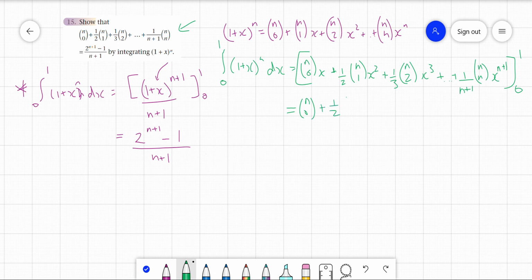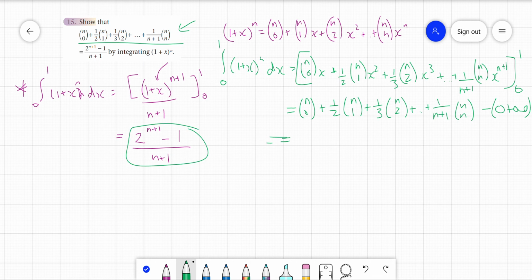Then we're going to get a half n choose 1 times 1 squared, a third n choose 2 times 1 cubed, etc., all the way up to 1 on n + 1, n choose n, and then 1 to the power of n + 1. And then we're going to go minus. Now when we sub 0 in, we're going to get all zeros, yes? So we're going to end up with just this nice left-hand side of what we're trying to prove. So then we can say, oh, have a look at that. So that equals that. Okay, hope that helped.